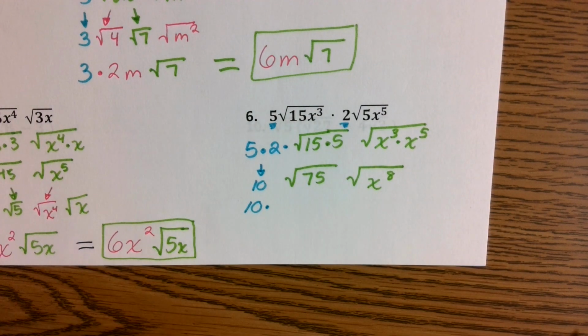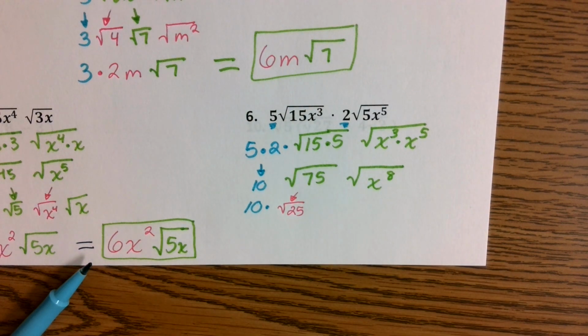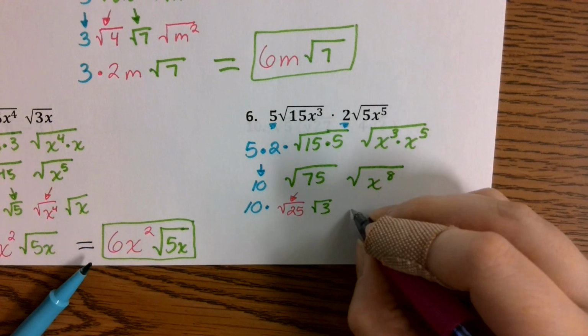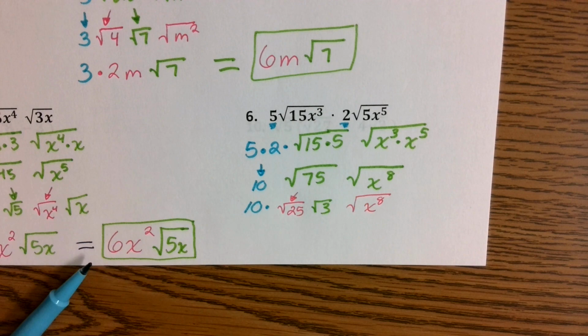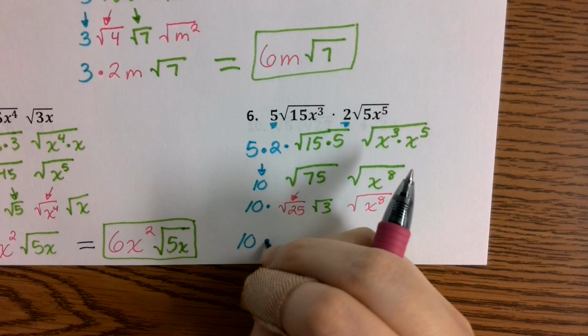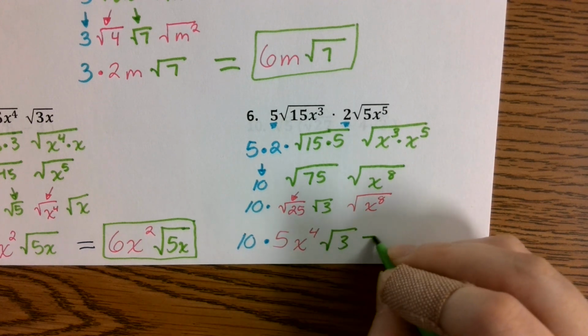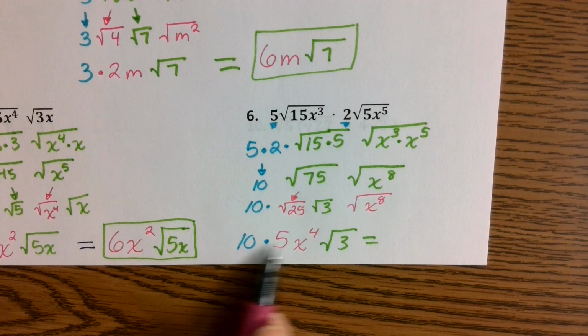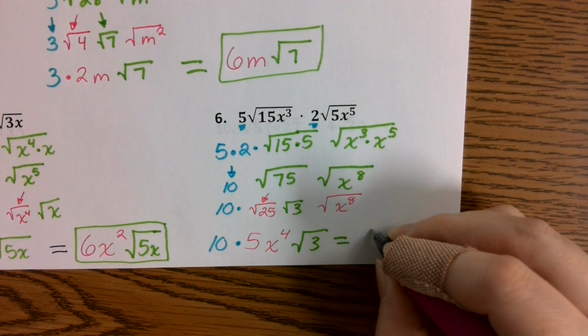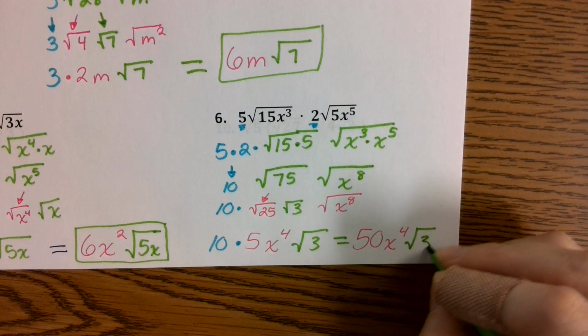10 remains on the outside. Square root of 75, we can split it up as square root of 25, square root of 3, and then square root of x to the 8th is a perfect square, so I'm going to change it to pink. Alright, what's the square root of 25? 5. What's the square root of x to the 8th? X to the 4th. And then we have square root of 3. Okay, now we need to just multiply. Multiply those coefficients together, the 10 times the 5. That's going to give you 50x to the 4th square root of 3.